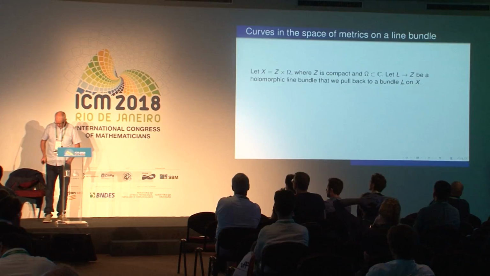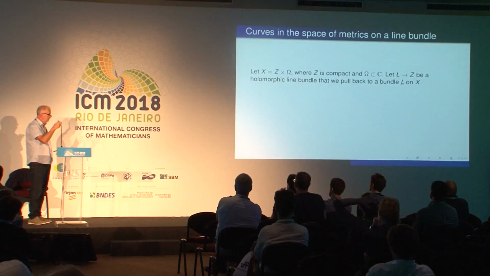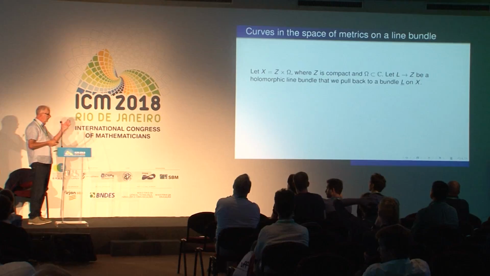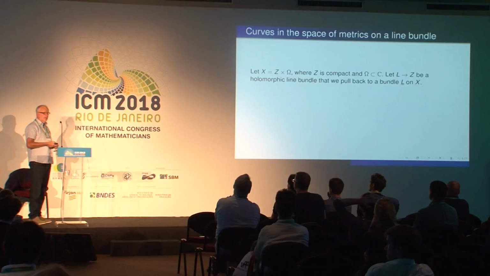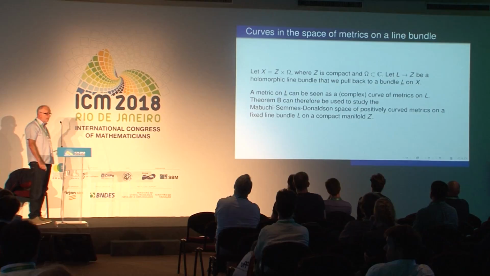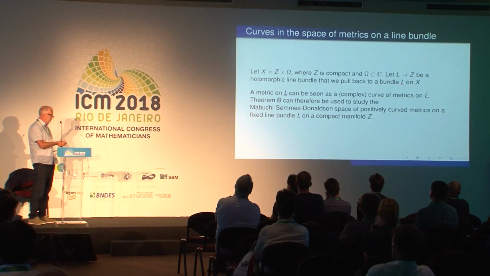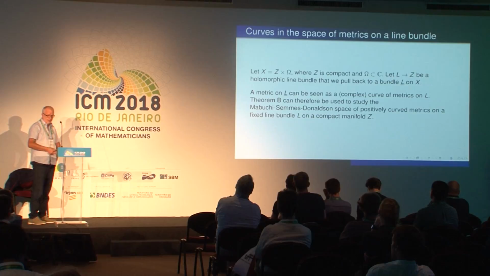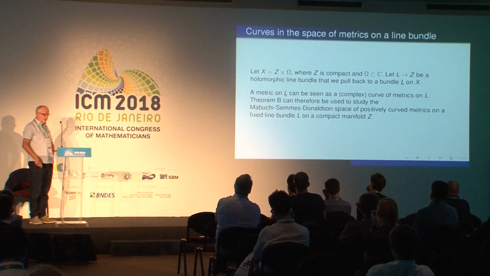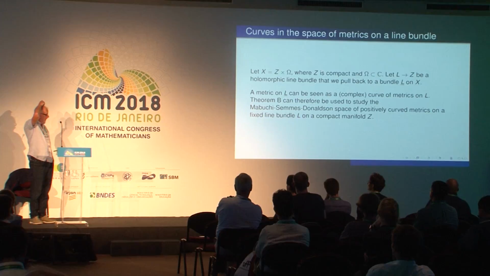Now we have a trivial fibration. And the line bundle is also the same for any point, it's just one fixed line bundle on C. So there's not so much that varies. But one thing that can vary is the metric on the line bundle. So a metric, now we're looking at metrics on L underlined. So that's a line bundle on X. So a metric on that can be viewed as a curve of metrics on L itself, depending on the omega variable. And therefore, one can use the second theorem here to study variations of such metrics.